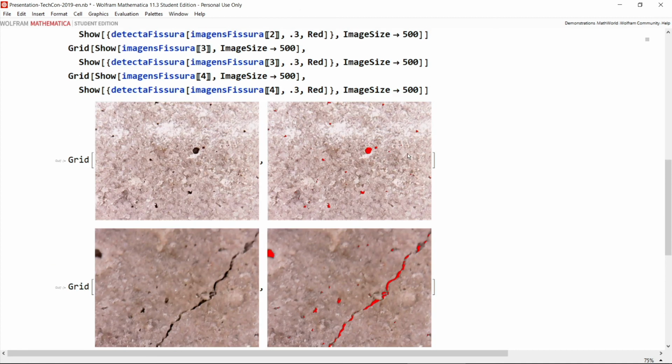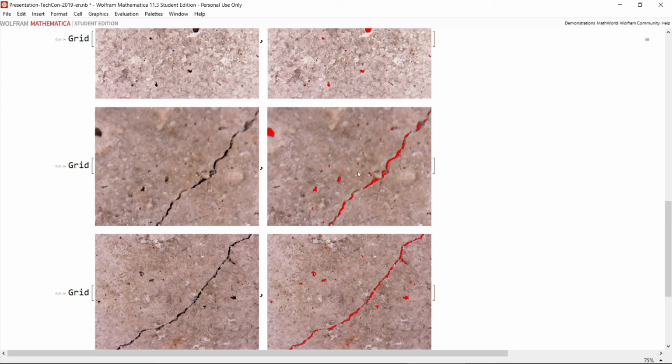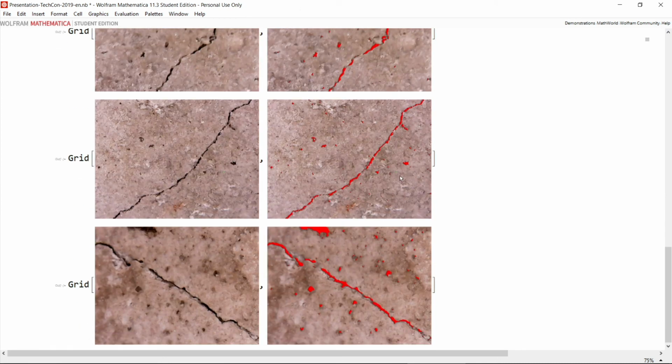So here we have examples. We can find pores, holes in the concrete. We can find cracks, and we can also measure the width of the cracks. So the goal here is to use an automated system to monitor all the cracks of a large structure, a large dam.